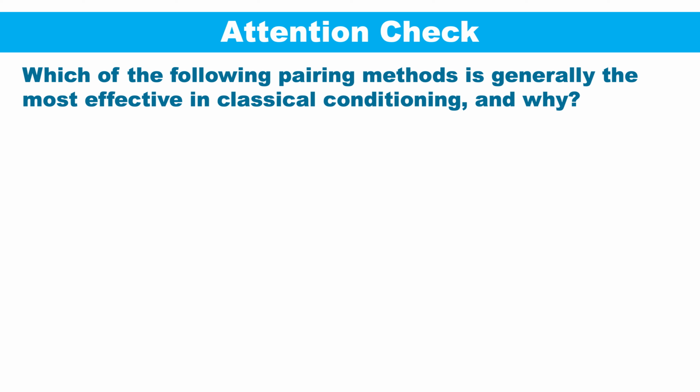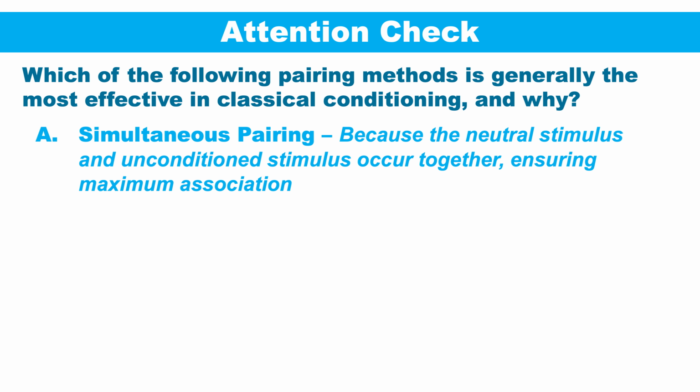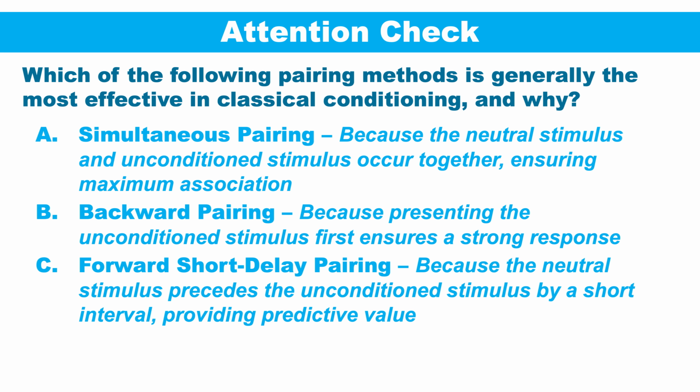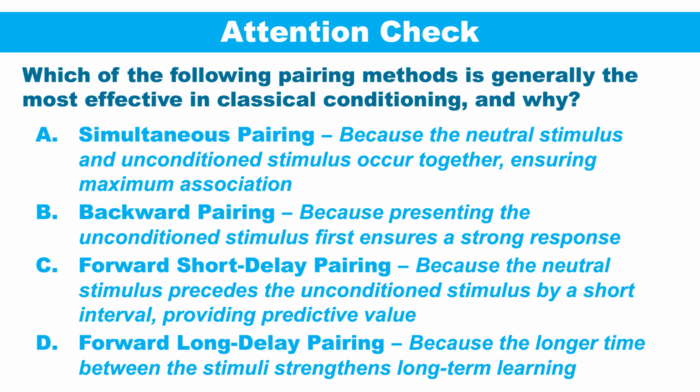Let's do an attention check. Which of the following pairing methods is generally the most effective in classical conditioning, and why? Is it A, simultaneous pairing, because the neutral stimulus and unconditioned stimulus occur together, ensuring maximum association? B, backward pairing, because presenting the unconditioned stimulus first ensures a stronger response? C, forward short delay pairing, because the neutral stimulus precedes the unconditioned stimulus by a short interval, providing predictive value? Or D, forward long delay pairing, because the longer time between the stimuli strengthens long-term learning?